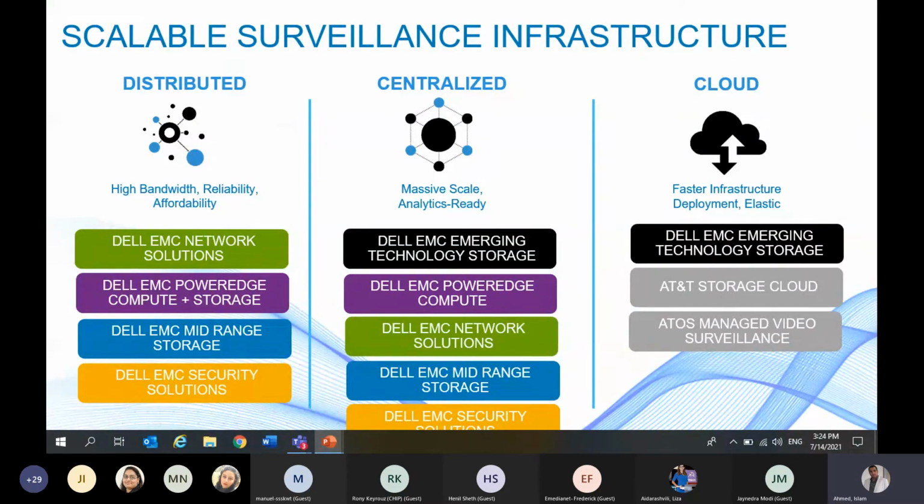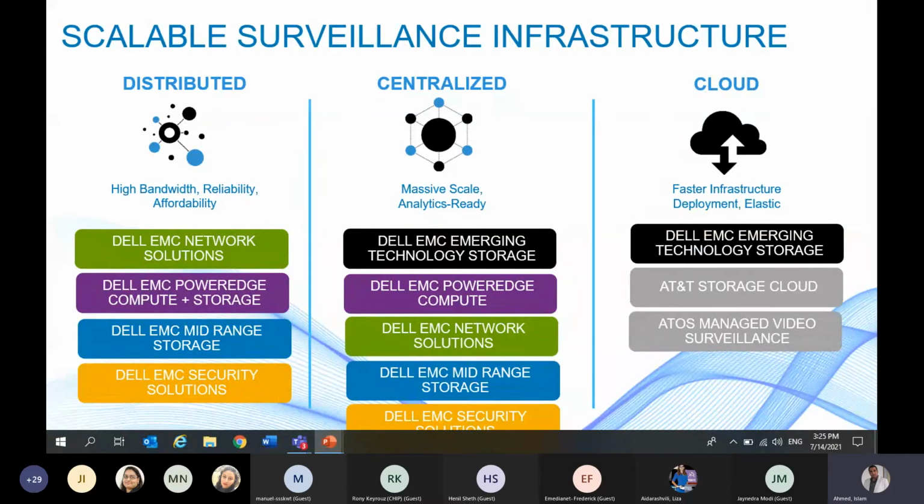So if we talk about a distributed solution, most of the people who are asking for a distributed solution actually care about three things: high bandwidth, reliability and affordability. This is the main concern of the organizations that seek a distributed solution. Let's say we have a retail project, they have 100 branches, for example, 4 or 5 cameras, 10 cameras in each branch.